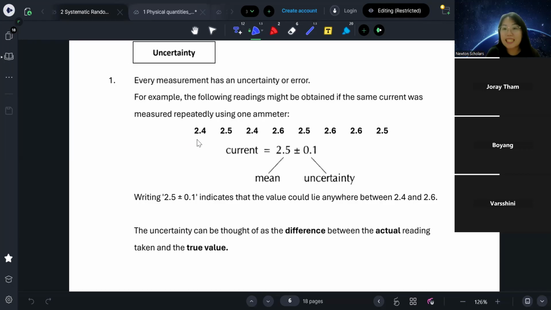This is called uncertainty. It means we will accept the answer within 2.5 plus minus 0.1. If we minus 0.1, it is 2.4. Plus 0.1, we get 2.6. So if your answer or reading is between 2.4 to 2.6, that means we accept it. Today we are going to learn how to calculate this uncertainty, how we get it.